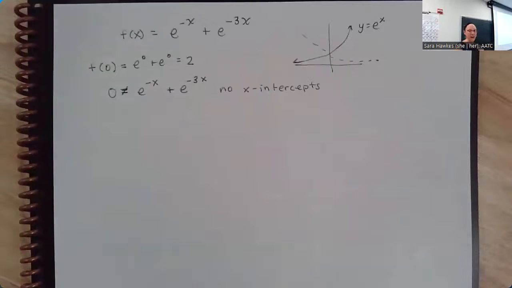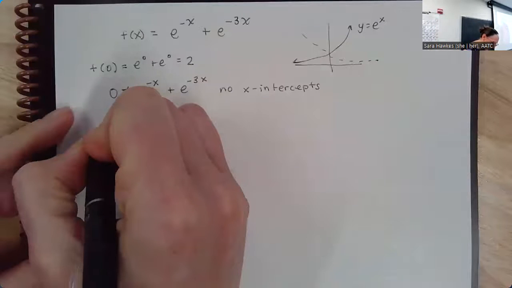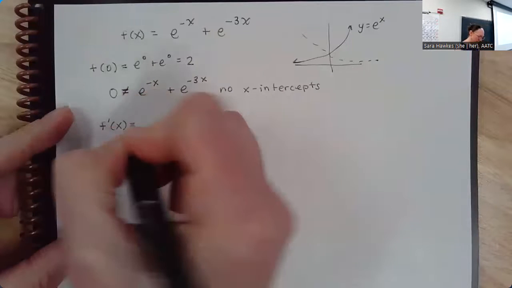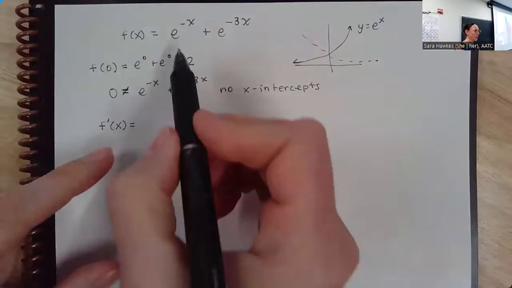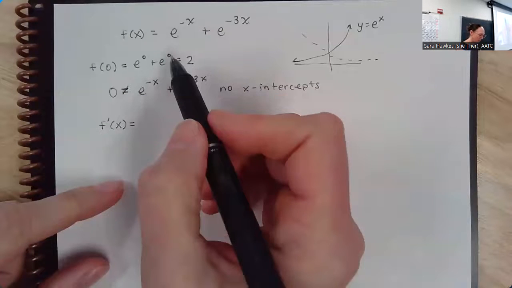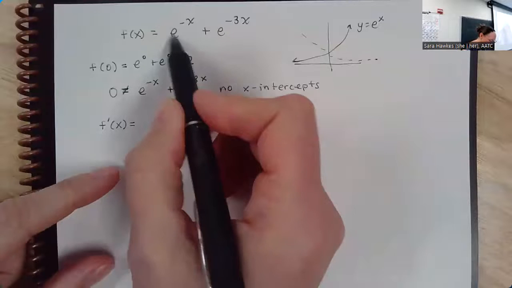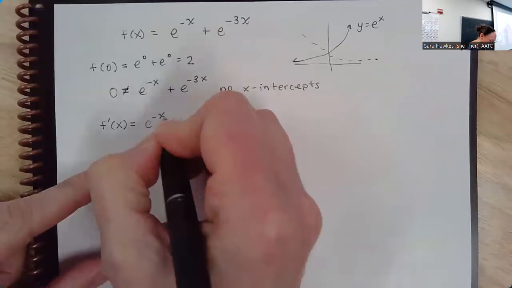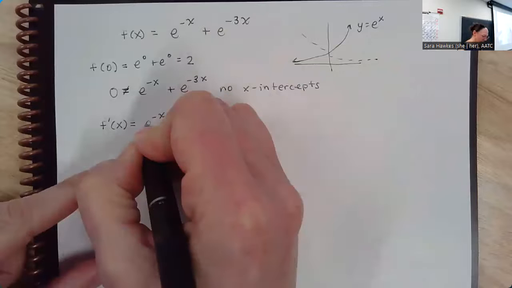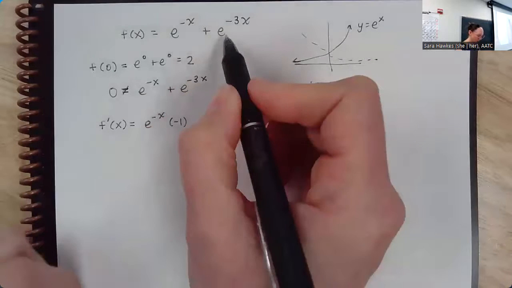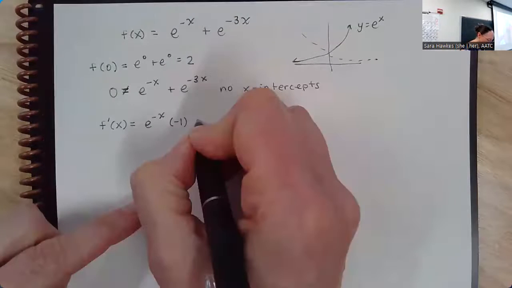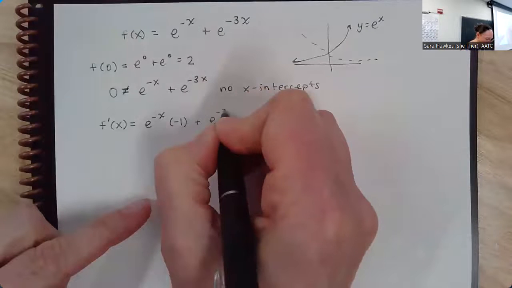So now I guess we have to do the calculus part. So if we're going to do the calculus part, I need a derivative. And when I take that derivative, I'm just going to have to remember to do chain rule. So if I take the derivative of e to the negative x, I would get e to the negative x times negative 1. And if I take the derivative of e to the negative 3x, I would get e to the negative 3x times negative 3.